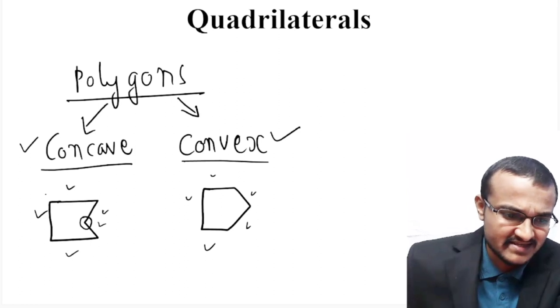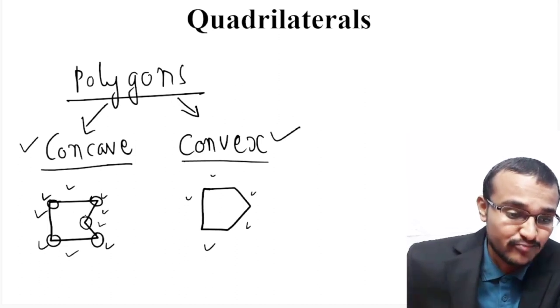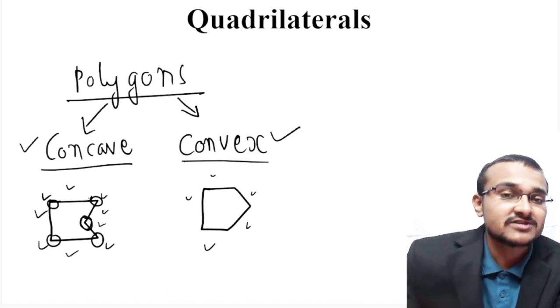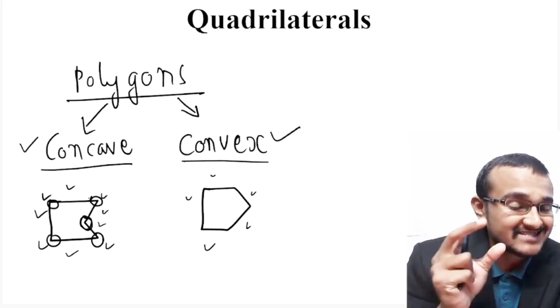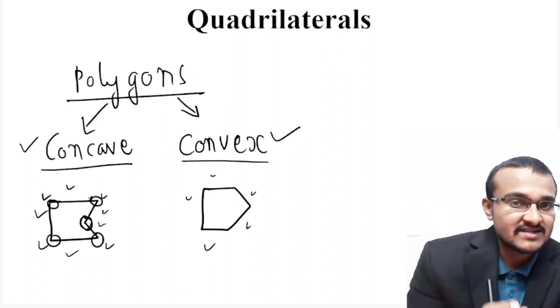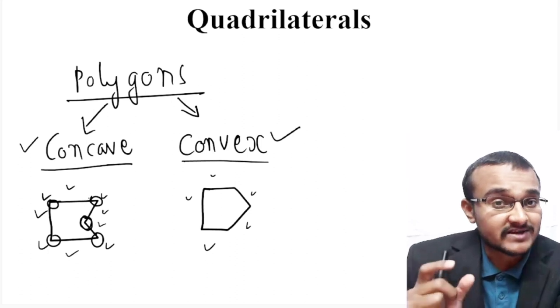You can see here these 4 points, 1, 2, 3, 4. These 4 points are exterior to the polygon, but still one point is interior to this polygon. So even if one point where two line segments are meeting is interior to that particular polygon, then that polygon is known as a concave polygon.